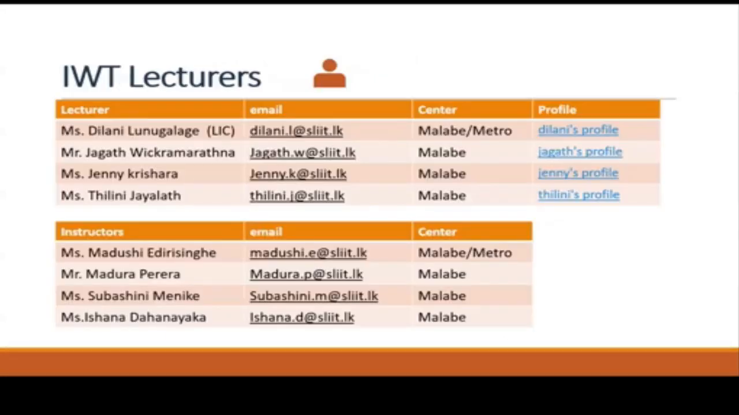Okay. So these are the lecturers that are involved with IWT. I myself, like I said, am the lecturer in charge. So you can drop me a mail if you have any questions regarding the lectures or the content of the lectures. You can drop me a mail, dilani.l. Other details like contact, who to contact when.